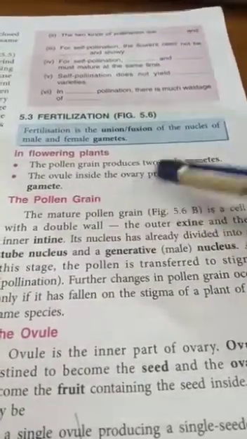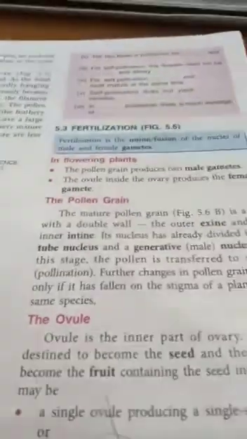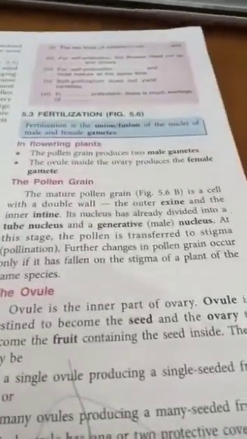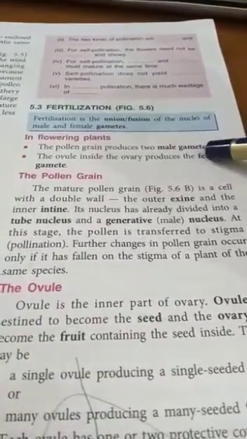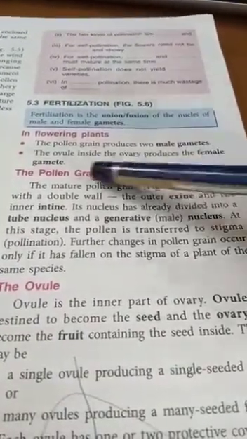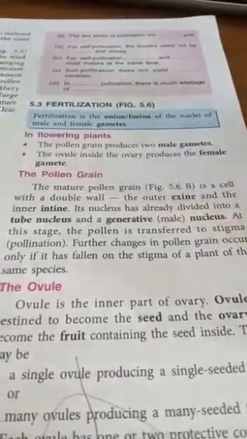And the ovule inside the ovary produces the female gamete. The ovule is inside the ovary, and the female gamete is present there. It means this male gamete now needs to reach the ovule so that it can fuse with the female gamete.